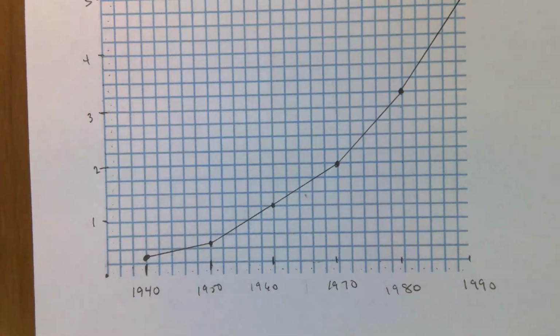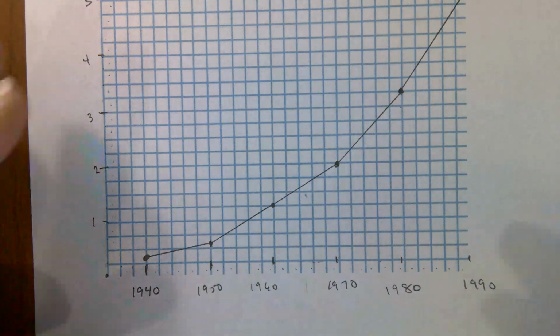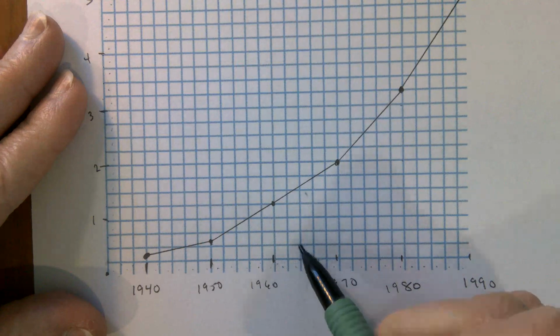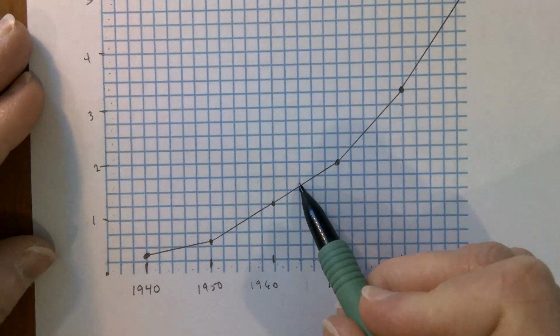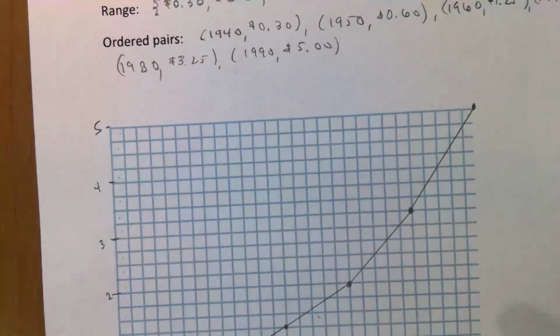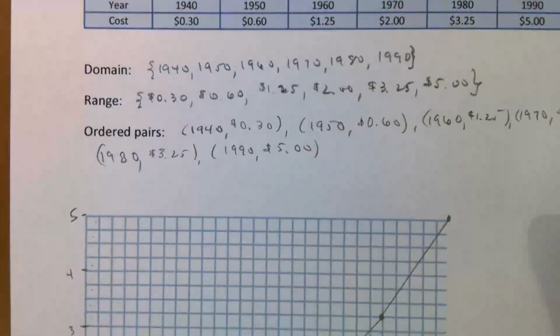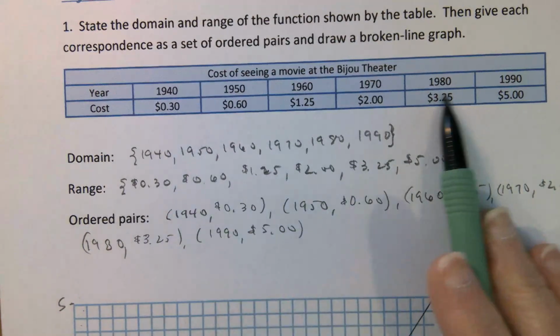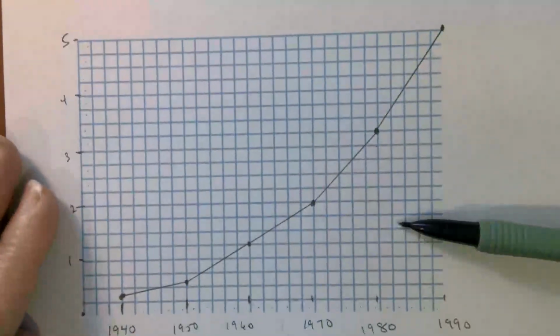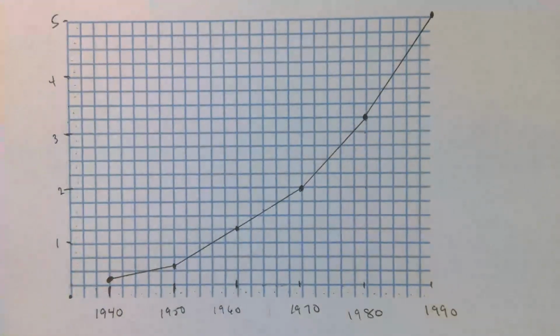So if I wanted to know what was the cost at the Bijou Theater in 1965, I could estimate that it was probably like $1.60. Okay, estimating that. All right, and that is it. So you just got to be able to take your table, know what the domain is, know what the range is, make your ordered pairs, and graph it either as a line graph or as a bar graph.